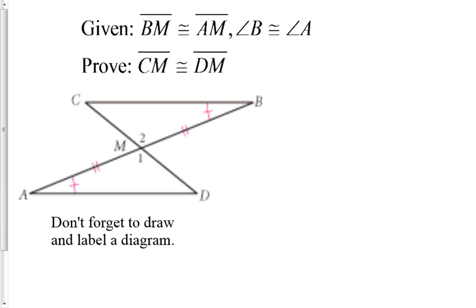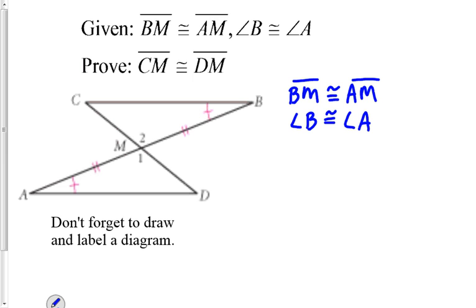So let's prove it. We'll start with our given information. I'll use a two-column proof. So I know that BM is congruent to AM, and that angle B is congruent to angle A. And this is all step one, which is given information.